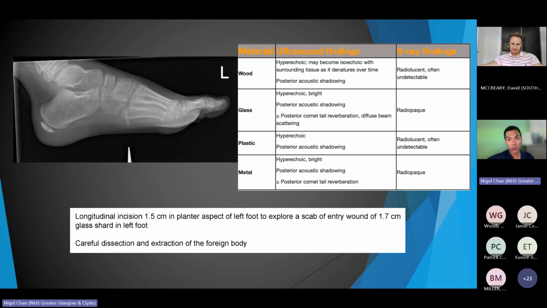Sorry, the question was, did I scan it in a water bath? I didn't, was the answer. But you could. Probably would have been a bit more tricky actually, because it was on the bottom of her foot, not the top.